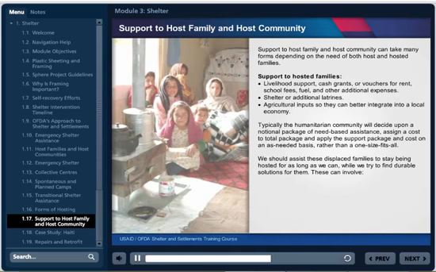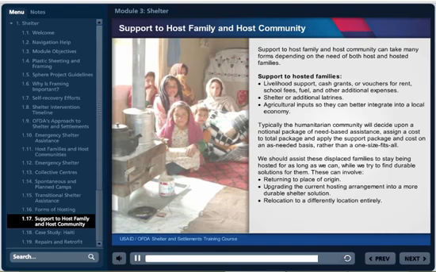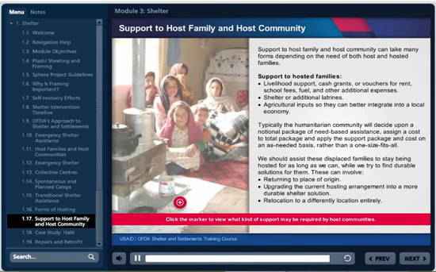We should assist these displaced families to stay being hosted for as long as we can while we try to find durable solutions for them. These can involve returning to place of origin, upgrading the current hosting arrangement into a more durable shelter solution, or it could mean a relocation to a different location entirely. Click the marker to view what kind of support may be required by host communities.